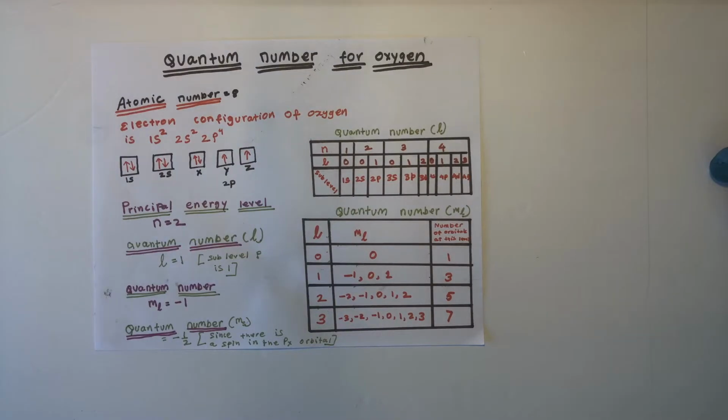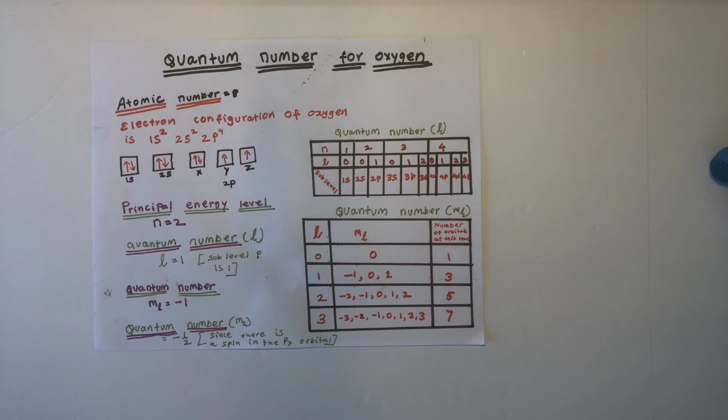The principal quantum number for oxygen, which is represented by the letter n, is 2. The angular momentum quantum number, which is represented by the letter l, is 1. Since it is in the p sublevel, we can see in the table that the angular momentum for the p sublevel is always 1. The magnetic quantum number, which is represented by ml, is negative 1. The spin quantum number is negative half since there is a spin in the px orbital.